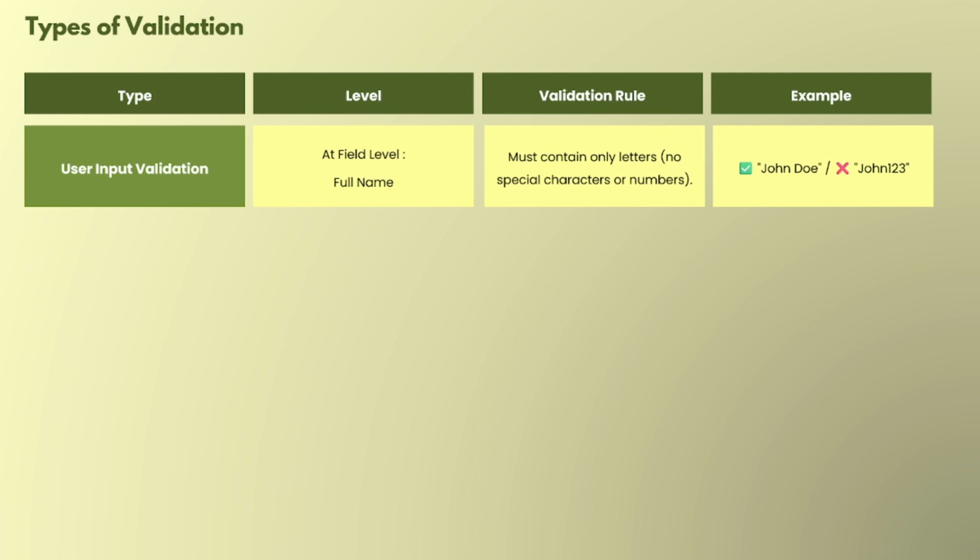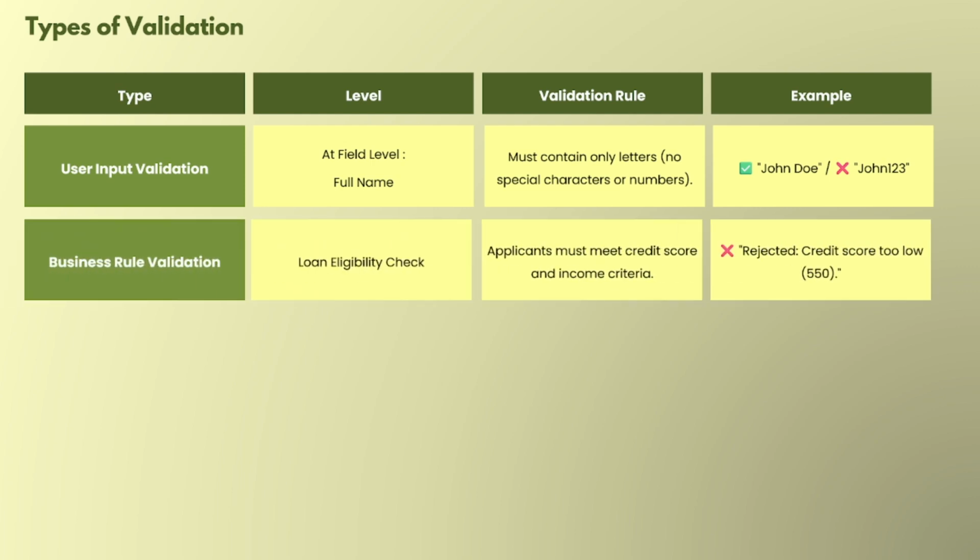User input validation means at field level. The validation rule should be like this: it must contain only letters, no special characters or numbers are allowed. Means if someone tries to be smart and adds numbers in the first name or full name, then it will give the error. You can see in the example, the name should be John Doe, it should not be like John 123. So that is user input validation.